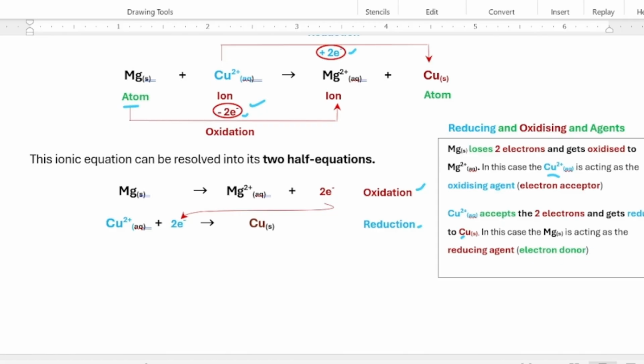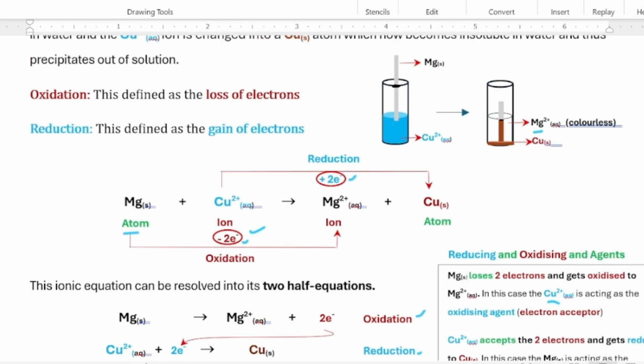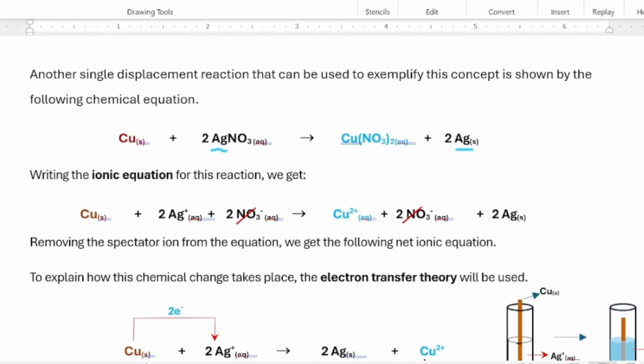Of course, we are not talking about 1 atom and 1 ion. A series of that happens, okay? So over time, the entire solution here is going to get colorless. To further consolidate our understanding of redox changes, we'll do another example of a single displacement reaction.